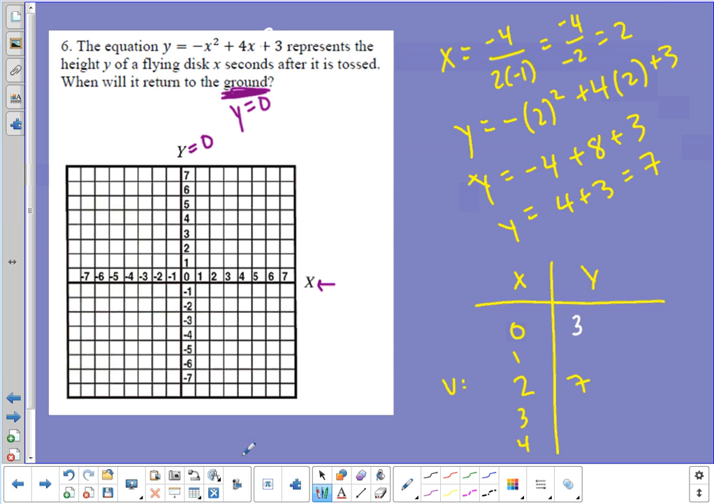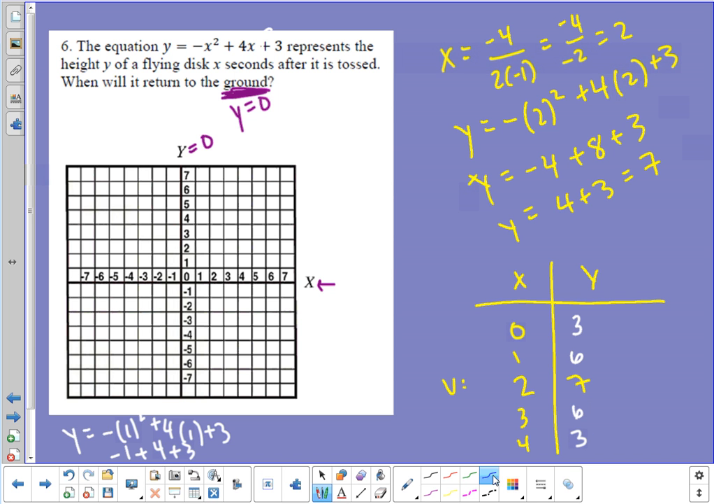Let's plug in 1. 1 is going to be the opposite of 1 squared plus 4 times 1 plus 3. That is negative 1 plus 4 plus 3. 4 plus 3 is 7, minus 1 is 6. So that means this is a 6. So mirror those across. That's going to be a 6. That's going to be a 3.